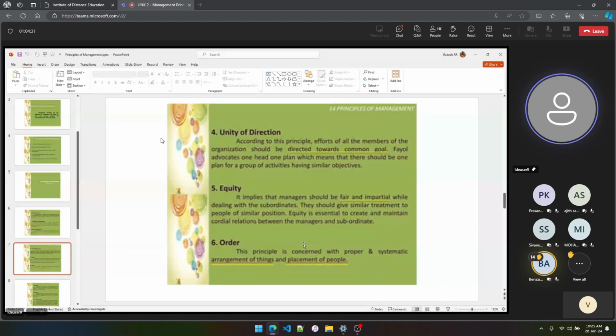Equity, it implies that managers should be fair and impartial. If you are a manager, you should not take sides, you should not be biased. You have to treat your people same, equal every time.